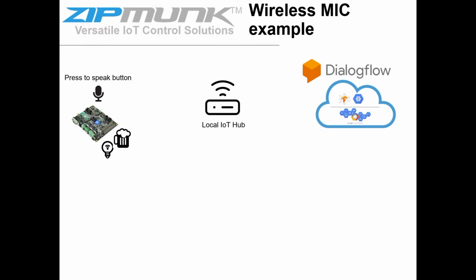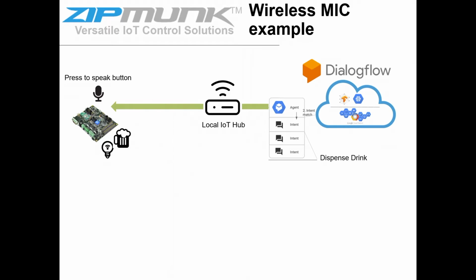I've written some basic software that sends audio to a local server for processing. The onboard button becomes a push-to-speak button, and when activated, sends my speech to my local computer, which then sends it to a service such as Google Dialogflow. The speech is converted to text, and an AI agent determines if there is a match to one of the many intents I've trained. Those details are sent back down to the ZIPMUNK and processed accordingly.